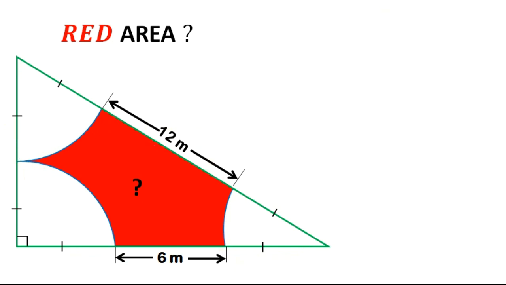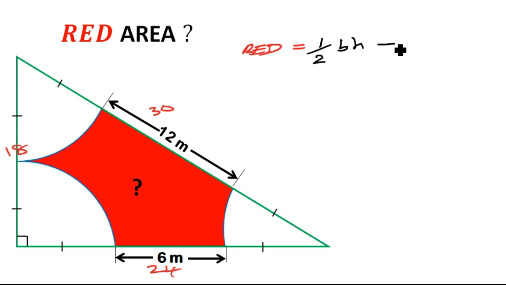So what do we have here? We now have this. We found the height to be 18, the base to be 24, and the hypotenuse to be 30. So how do we get the red area? Remember, the red area will be the area of the whole triangle, which is given by a half base times height, because it is a right angled triangle.